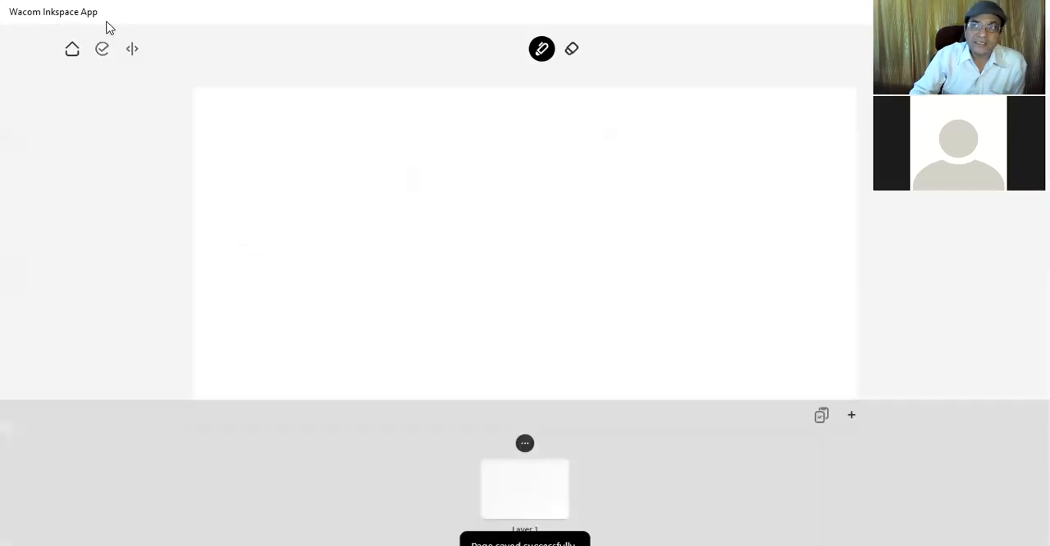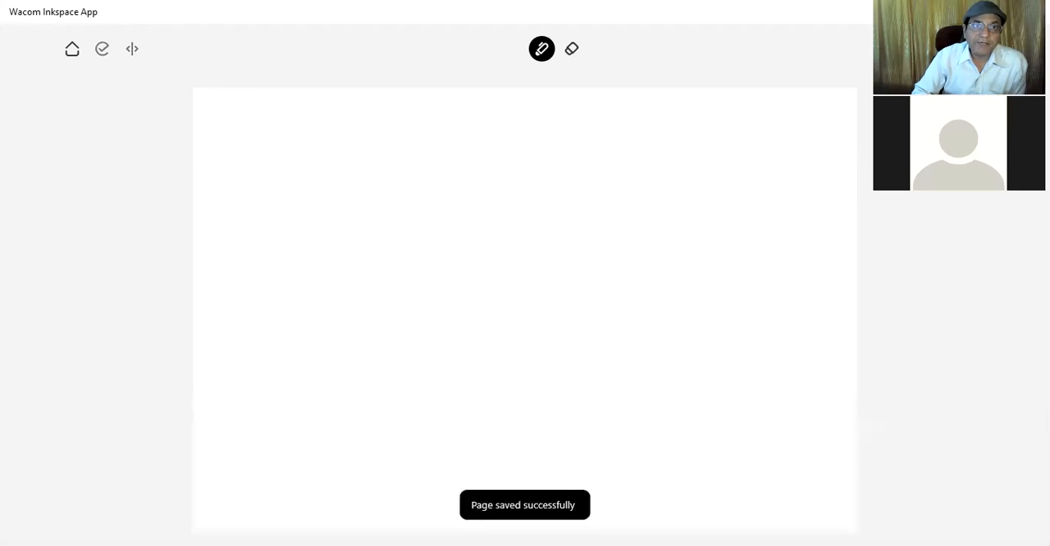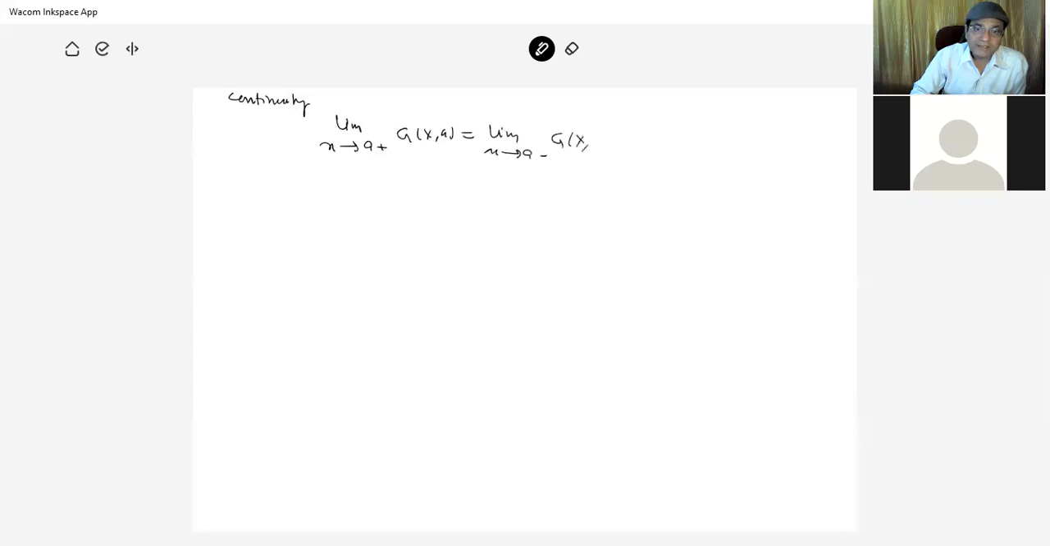The next is continuity. For continuity, limit x tending to a plus G(x, a) is equal to limit x tending to a minus G(x, a). So this one is b1 is equal to a2 a. This is the right hand side, and here it is the left hand side.